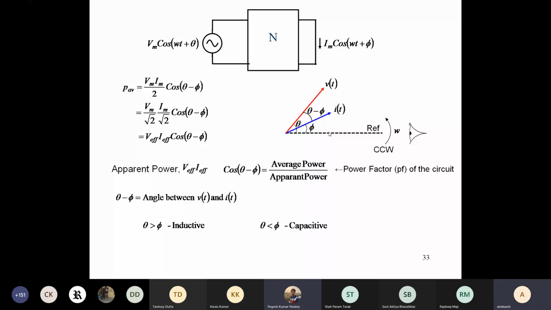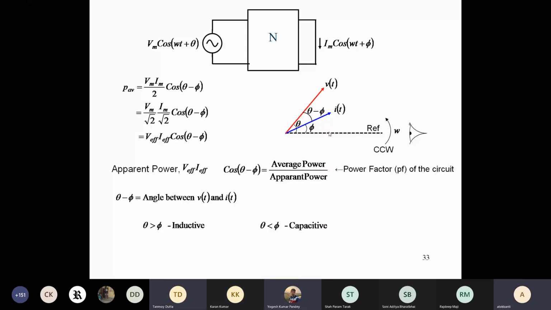Sir, average power can also be negative. So what will it signify? Where is it negative? Sir, because cos theta can be negative. No, cos theta minus phi. He's saying maybe if theta minus phi becomes greater than pi by 2, than 90 degrees. But the phase difference always lies between minus 90 and plus 90, it never becomes greater than 90 degrees. Yes sir, understood.